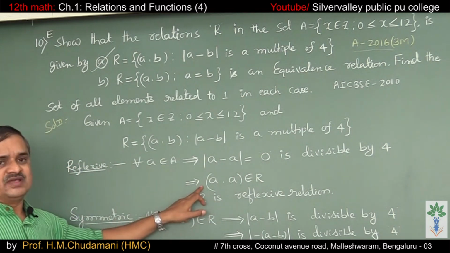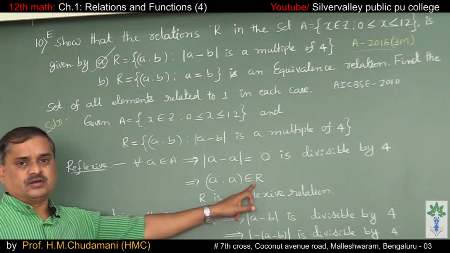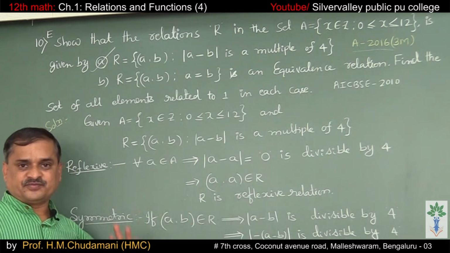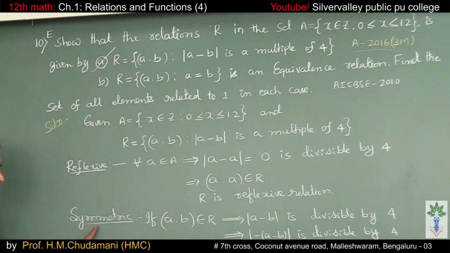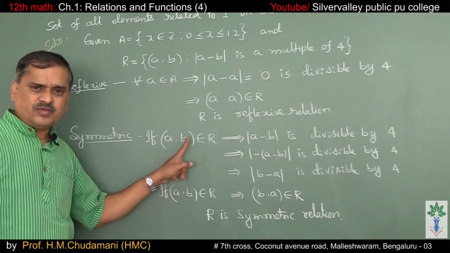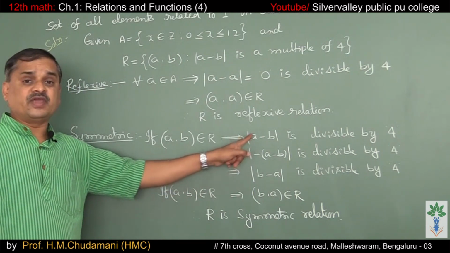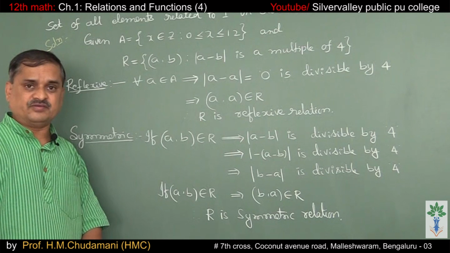So this implies (a, a) belongs to the relation. Therefore, R is a reflexive relation. Let us verify symmetric relation. If (a, b) belongs to the relation, it implies modulus of a minus b is divisible by 4.